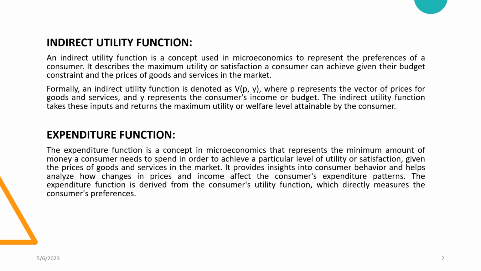Formally, we denote an indirect utility function as V of P, y, where P represents the vector of prices for goods and services and y represents the consumer's income or budget. On the other hand, the expenditure function is a concept that represents the minimum amount of money a consumer needs to spend in order to achieve a particular level of utility satisfaction, given the prices of goods and services in the market. The expenditure function is derived from the consumer's utility function, which directly measures the consumer's preferences.